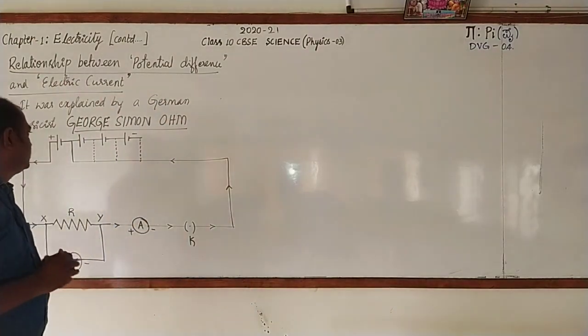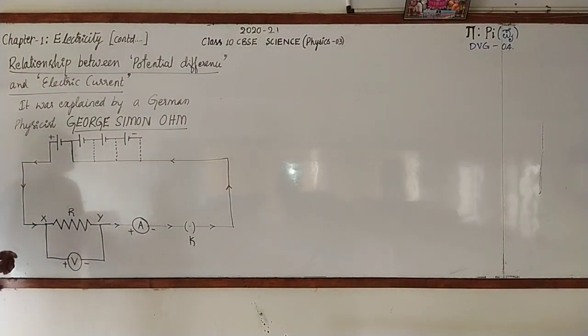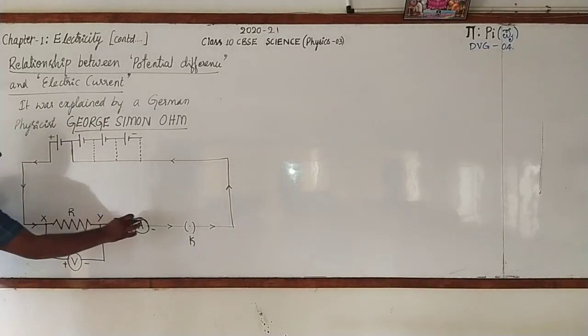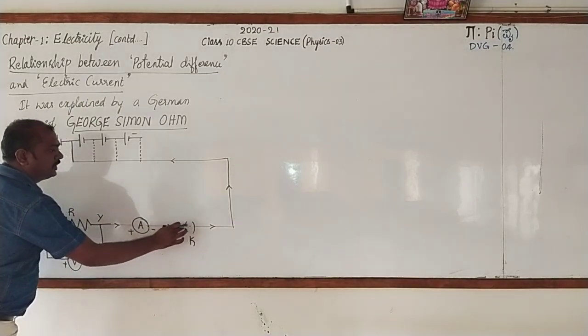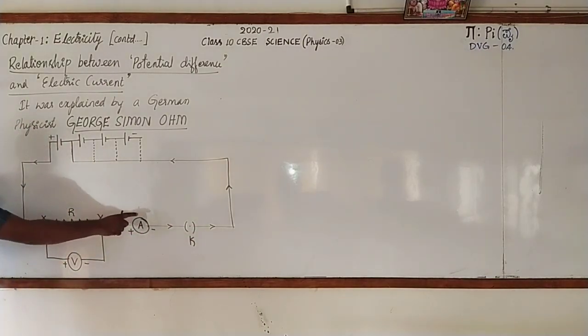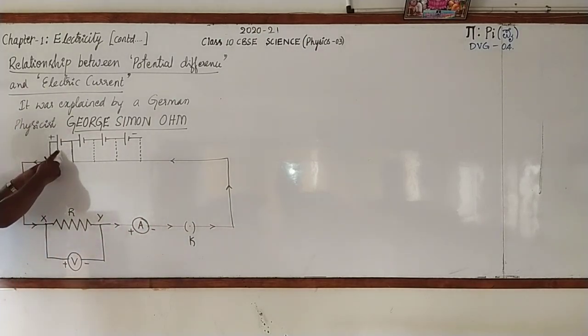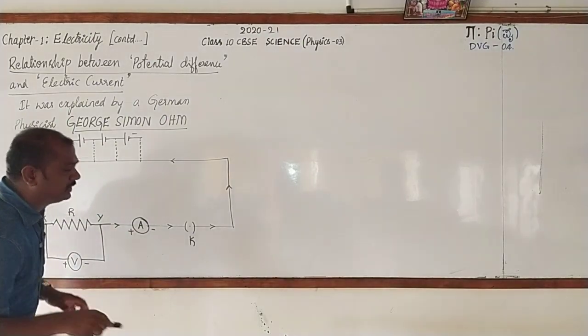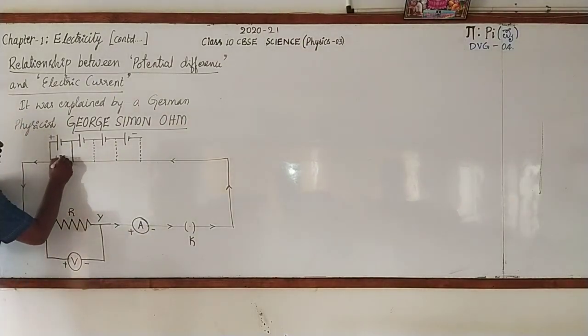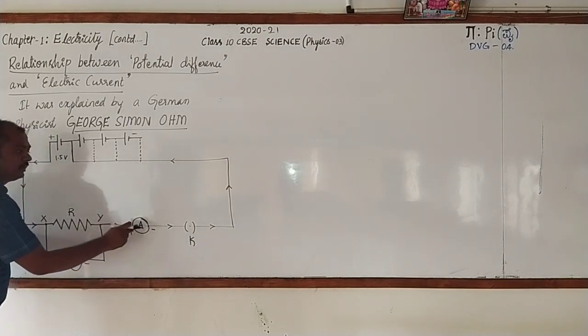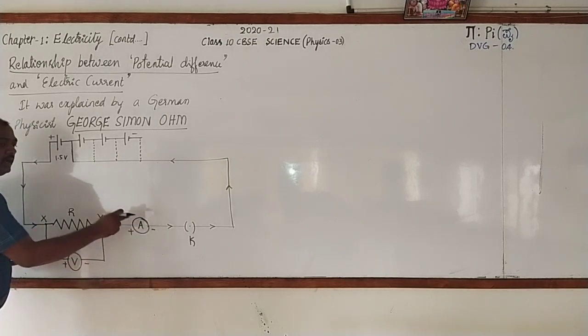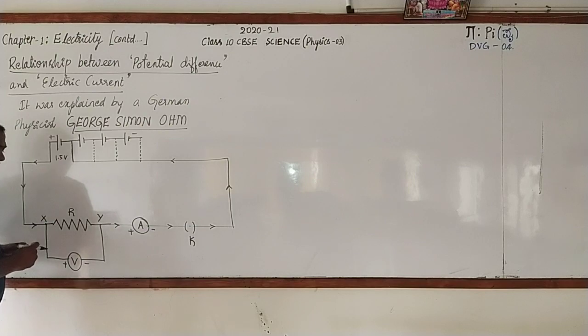A very simple activity it is. As soon as the switch is on, electric current starts flowing from the positive terminal to the negative terminal of a cell. The first one: what is its capacity? It is 1.5 volts. Immediately go to the ammeter, observe the reading, record it and write it in a table.